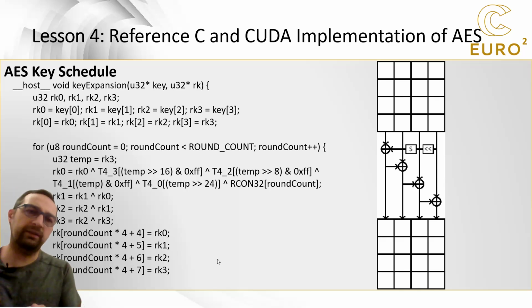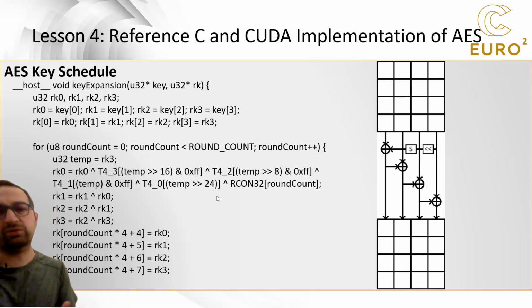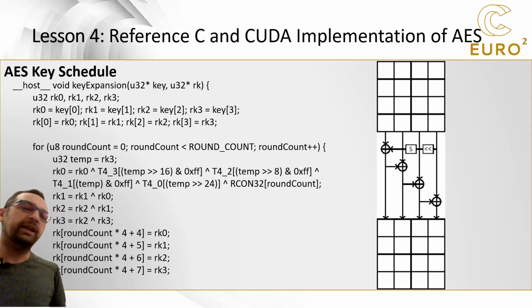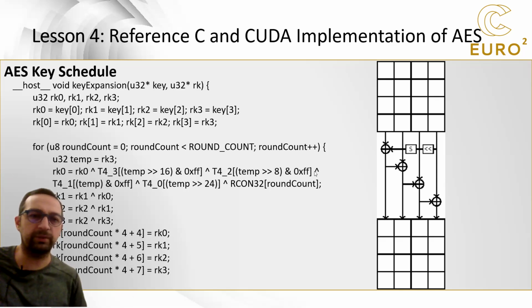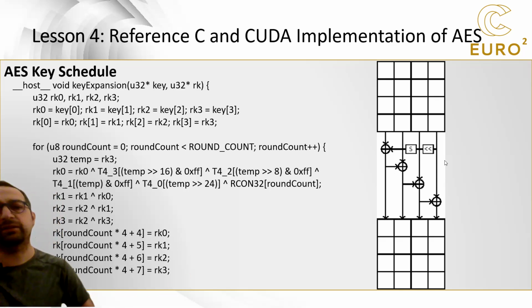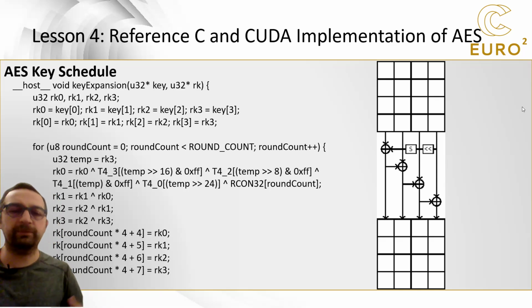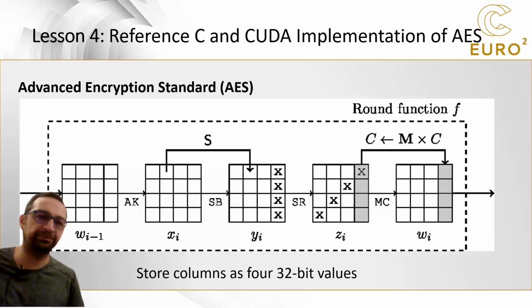So the host part here means that we are doing it on the CPU. If you need to perform the key schedule only once, there is no point in doing it on the GPU side. Simply do the key schedule operation like this function, then send the round keys to the GPU, and storing them in the shared memory allows us fast access.